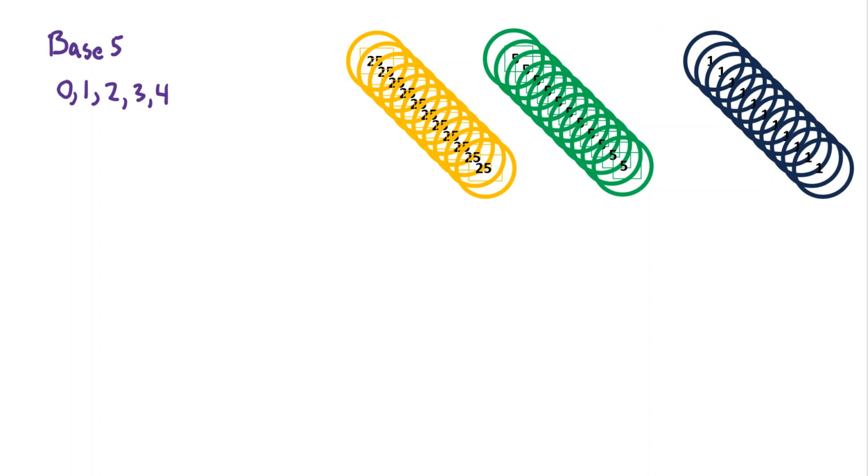Think about our regular base 10 system. What are the digits there? We go 0, 1, 2, 3, 4, 5, 6, 7, 8, 9. We stopped right before the number of the base. Here our base is 5, so we stop right before that number of our base.